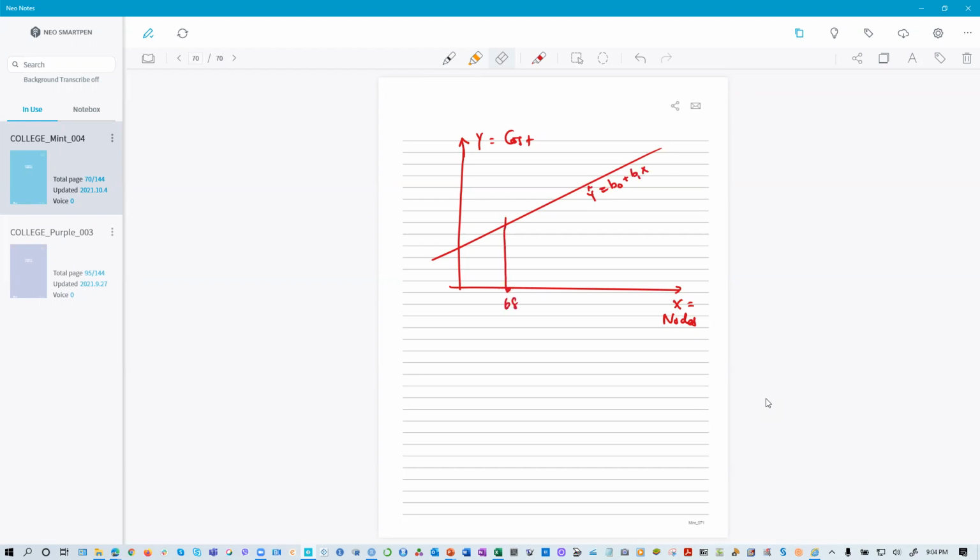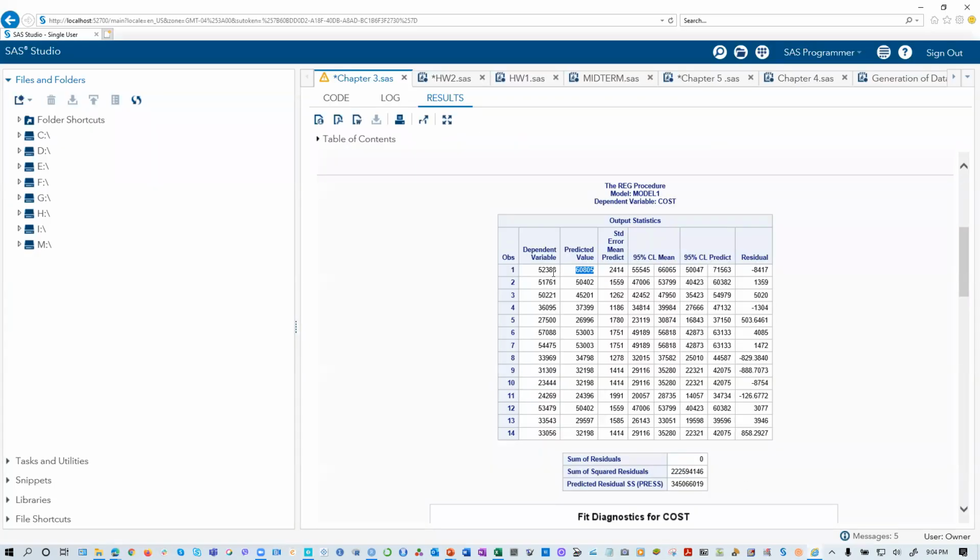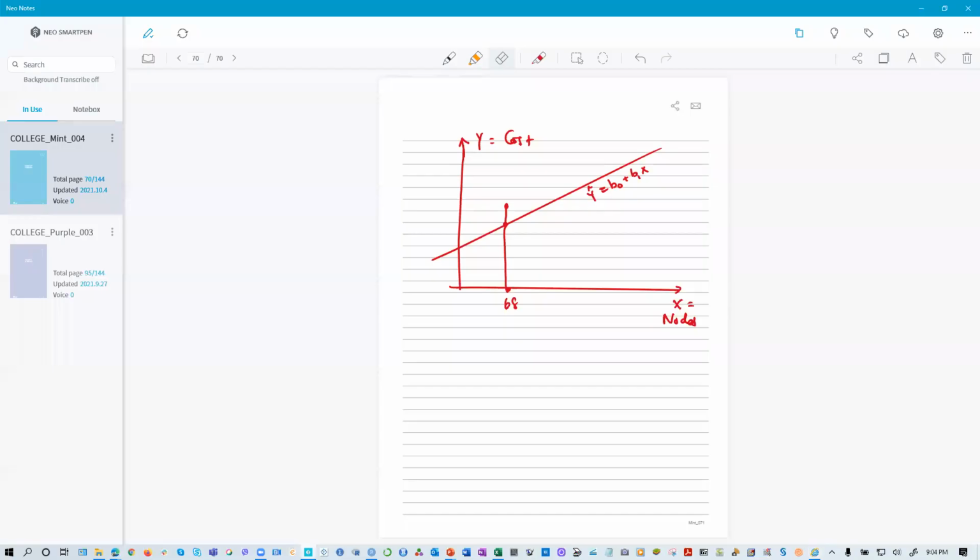68. He has a true value here and an estimated value here. Let's say the true value, 52,388, and the estimated value. Its predicted value is below. Okay, that should be below this time. 68 means below. So see, it's the predicted value.